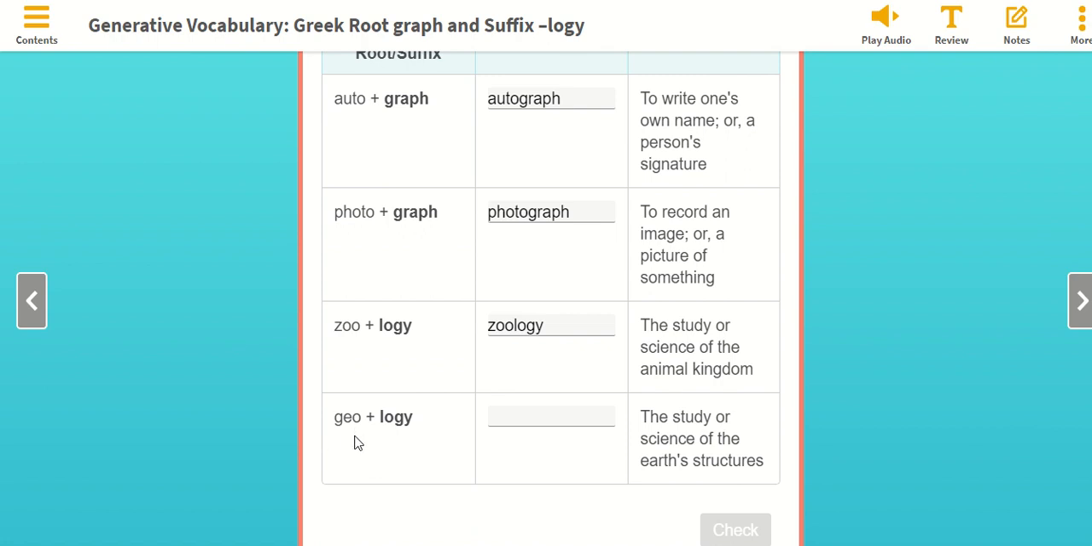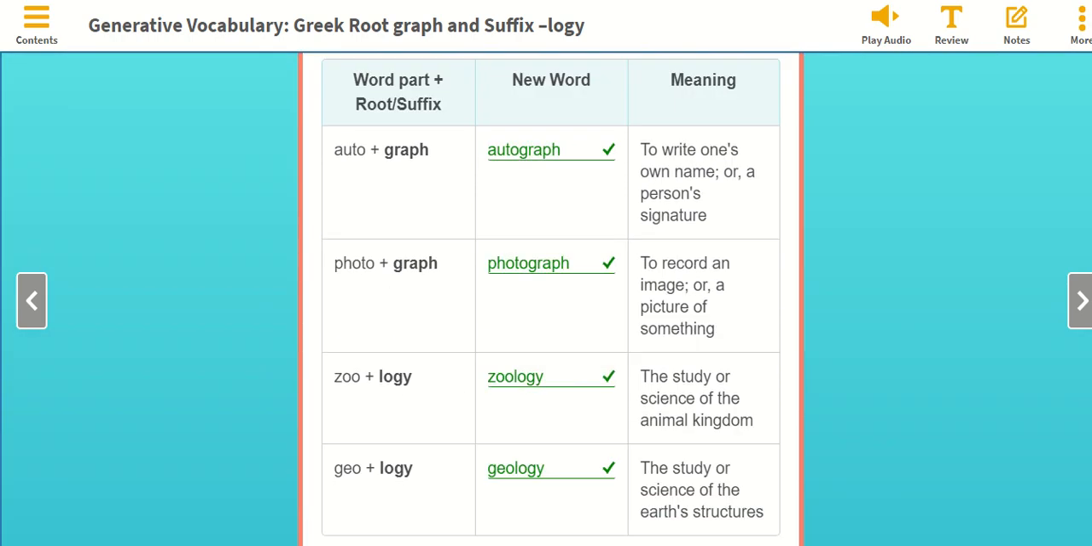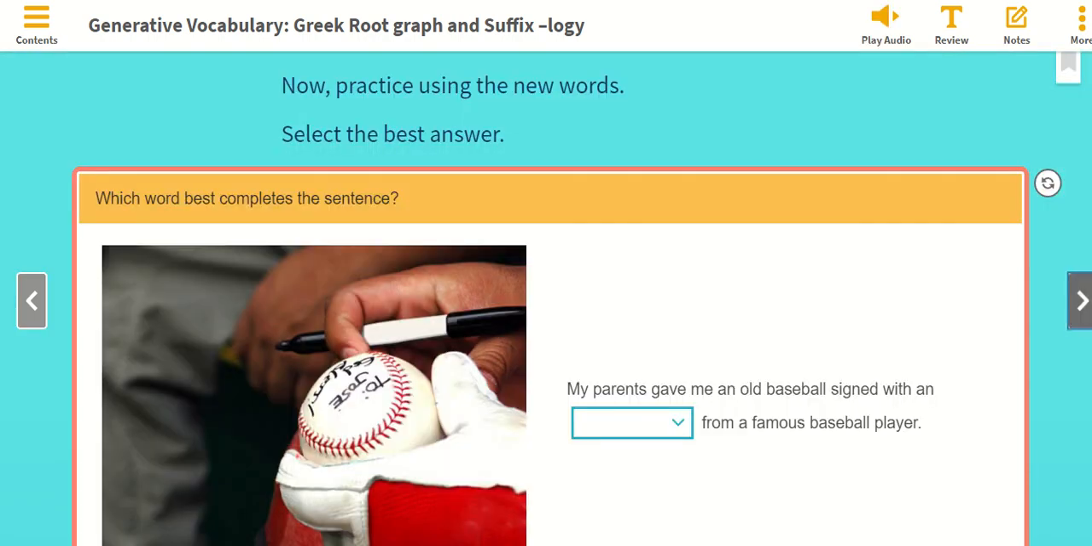Here we have geo and logy, and if we put those together, we get geology. The word part geo deals with the earth, and logy means the science or study of, so geology must mean the study or science of the earth's structures. Let's check and see if we're correct. Yep, we got all of those words correct. Now let's practice some more.